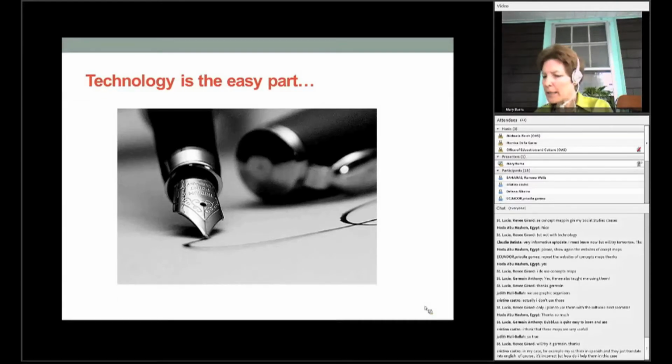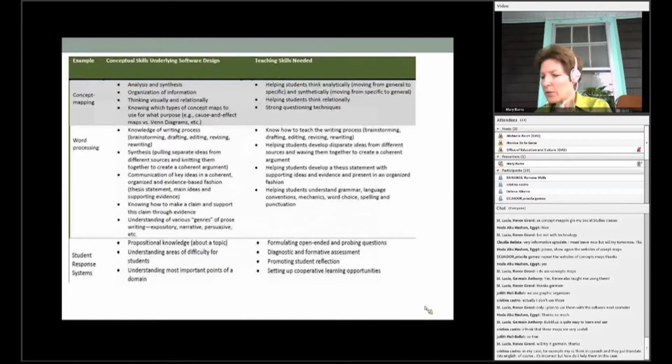It is helping students develop disparate ideas from different sources and then weave these ideas together to create a coherent argument. It is helping students develop a thesis statement with supporting ideas and evidence and then presenting this in an organized fashion. It's helping students understand grammar and language convention and mechanics and word choice and spelling and punctuation. And I would say another difficult part of writing, again, not the technology, but teaching writing, is helping students discover their own voice and getting their personality through in their writing.